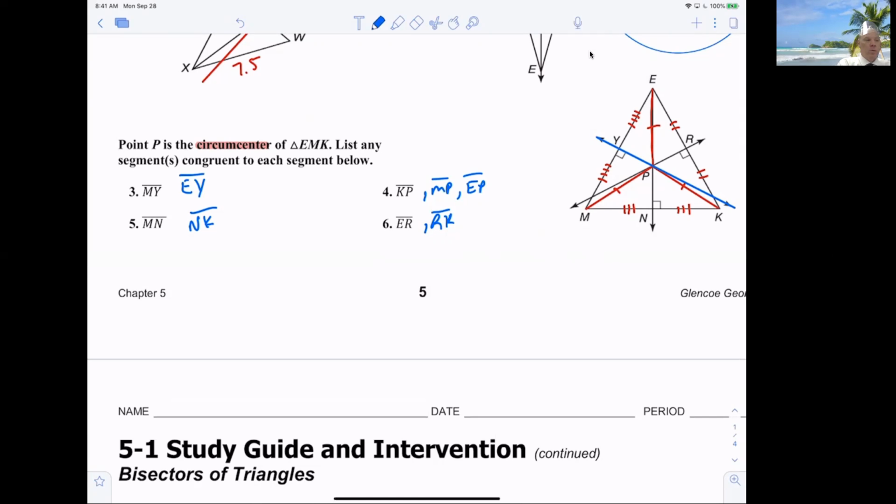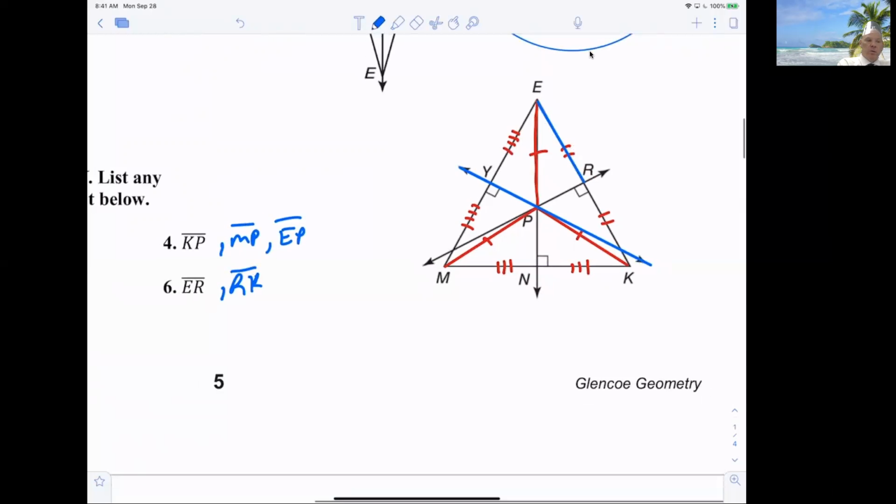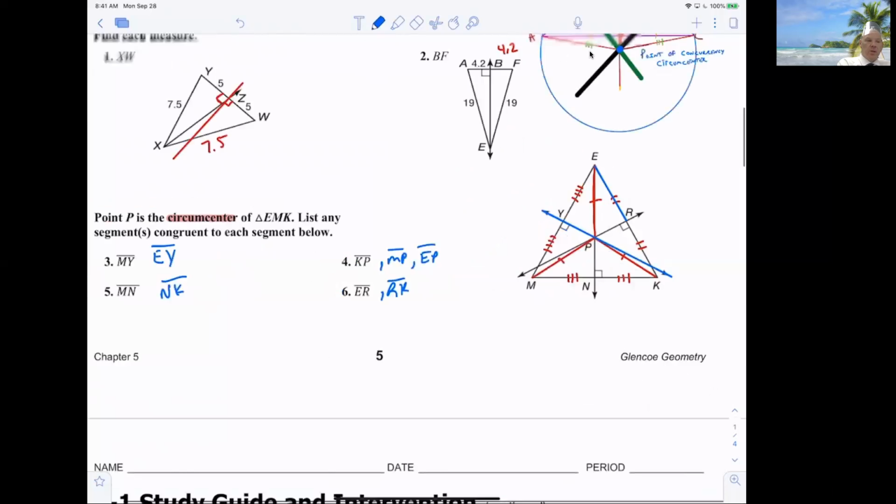Number 6, okay, so I'm going to find ER. ER is this guy right here, right? And what do you want it to be? Not necessarily, no. Yeah, not necessarily. That's a good question, though. We're going to talk about different ways of proving that when it's true. That's a good question, though.